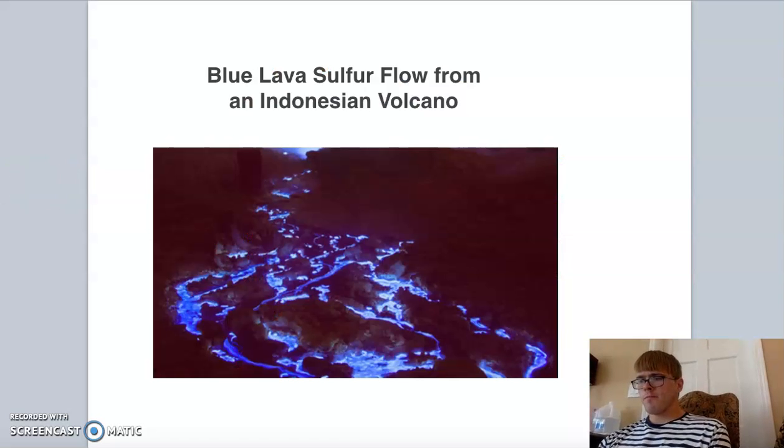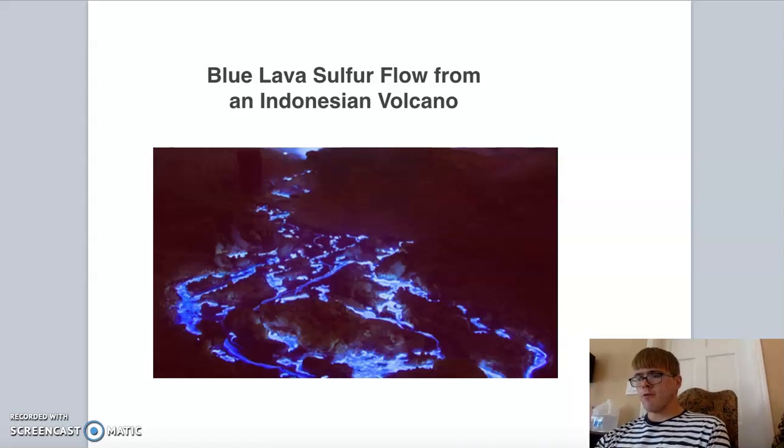In its pure form, one of the primary sources is volcanoes. The melting point is 112.8 degrees Celsius, and the element is highly flammable. It burns with a blue iridescent flame when melted. Here we have a picture of a volcano spewing blue lava, which is not uncommon when the volcano is sulfuric.